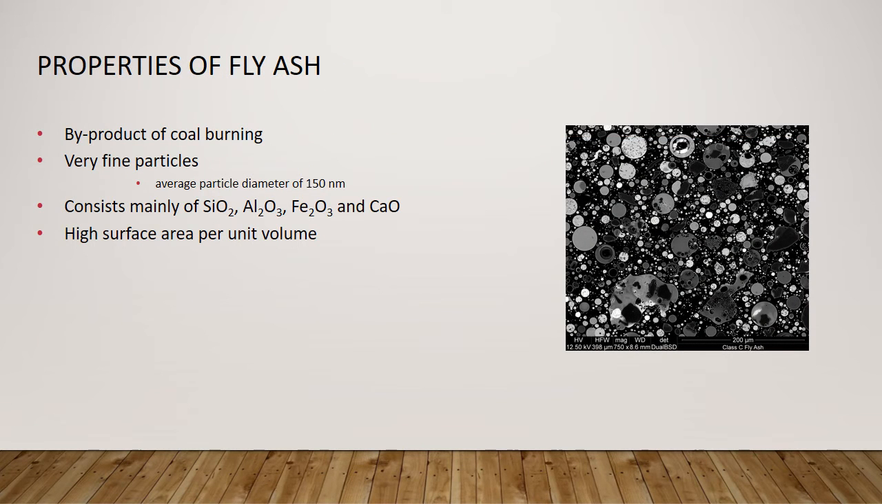A common concrete admixture is fly ash. Fly ash is the byproduct of coal burning and consists mainly of silica, aluminum oxide, iron oxide, and calcium oxide. Fly ash particles are very small, averaging about 150 nanometers in diameter.